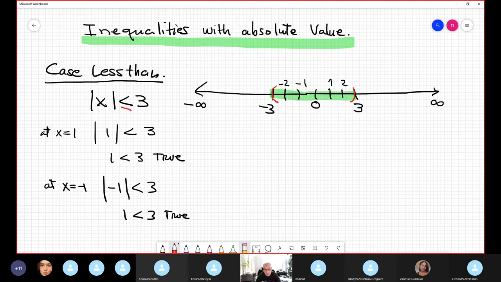Professor, you see my inequality has an equal sign, so it includes the endpoint. Yes, then instead of parentheses, I put the bracket. You know that, right? Okay, so what is the rule, Professor?